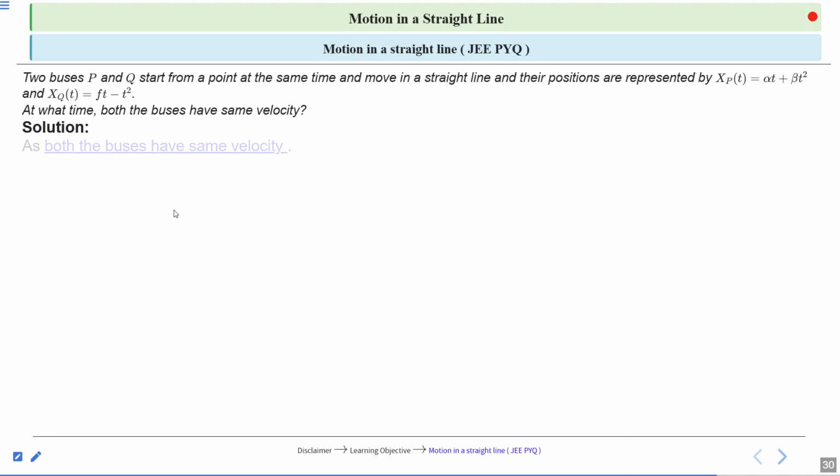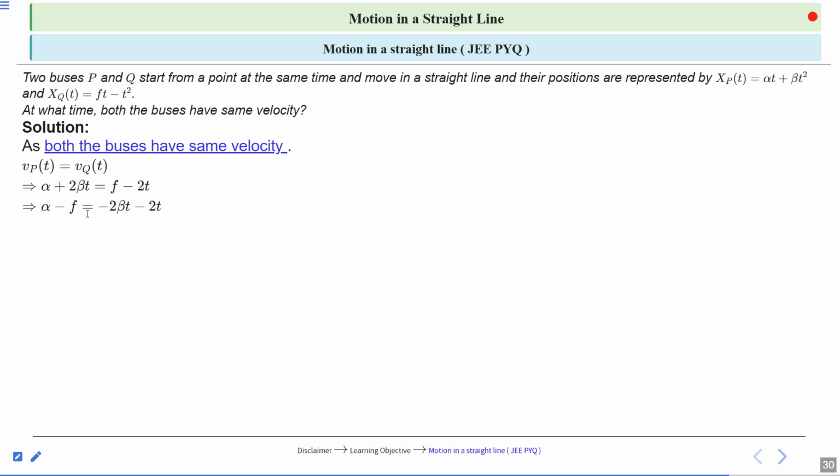As both the buses have the same velocity according to the question, the velocity of bus P is equal to the velocity of bus Q. So equate the velocity of bus P and the velocity of bus Q. Alpha plus 2 beta t equal to f minus 2t. So it will be alpha minus f is equal to minus 2 beta t minus 2t.